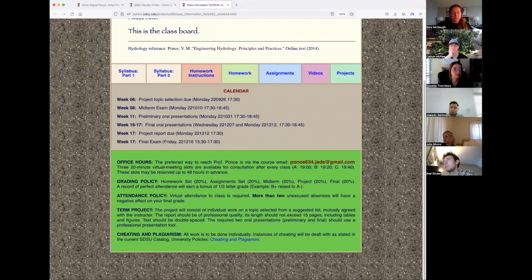PowerPoint or something else that you may prefer. And finally, cheating and plagiarism. All work is to be done individually. And this is even more important in a virtual mode of teaching.